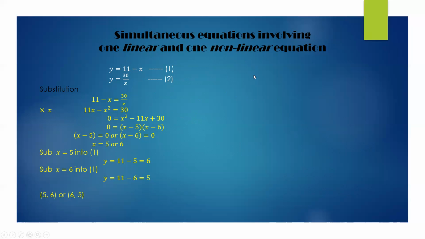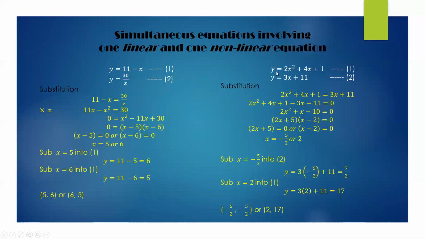Okay, let's see another example. Okay, this one. This is a quadratic equation, this is linear. Again, we use the substitution method. So I will replace this here. All right, so I make it equal. Remember, you have to move everything to one side to make one side equal to 0. Okay, simplify this and try to factorize. If you can factorize, then that's good. Then you will get x as two values, one here and one here.